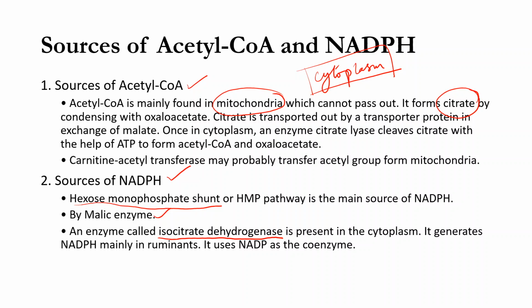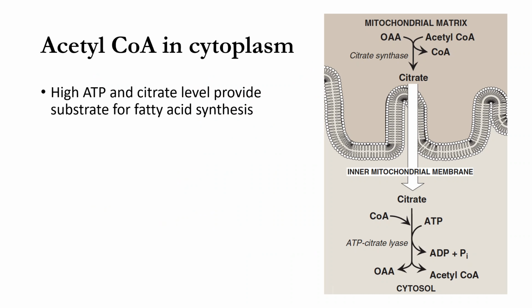So we will go a little bit forward to see how the acetyl coenzyme A comes into the cytoplasm. First of all, acetyl coenzyme A binds with oxaloacetate. Both will bind together by the enzyme citrate synthase, and citrate will be formed. This citrate will come out of the mitochondria, and citrate will be broken down into oxaloacetate and acetyl coenzyme A in the cytosol. So acetyl coenzyme A will now be available in the cytosol.